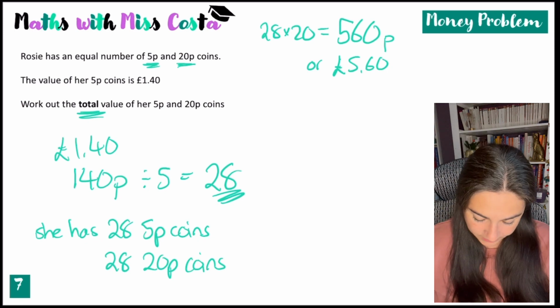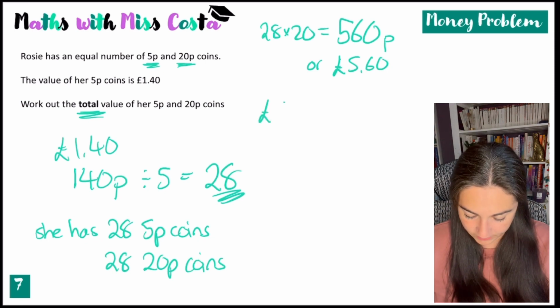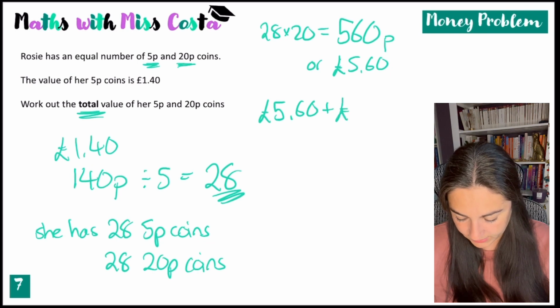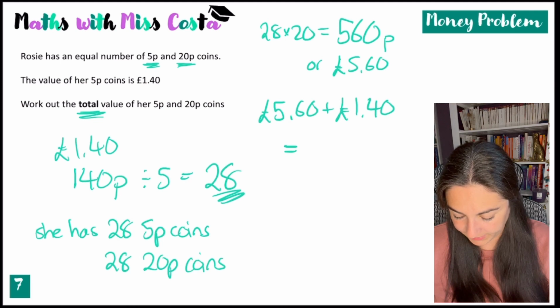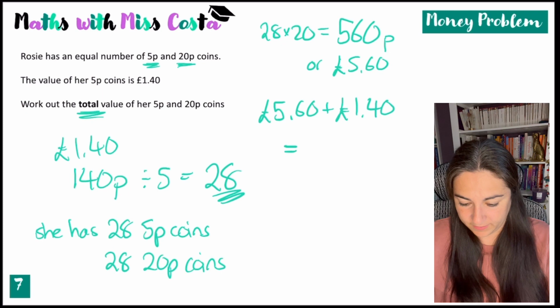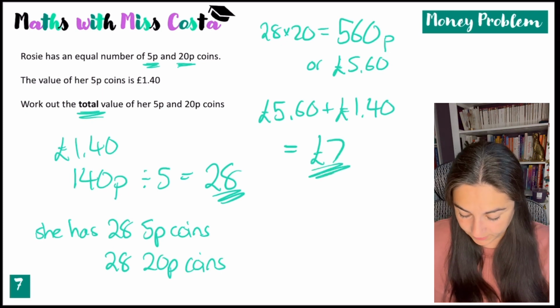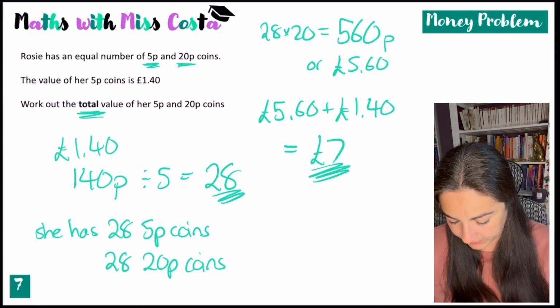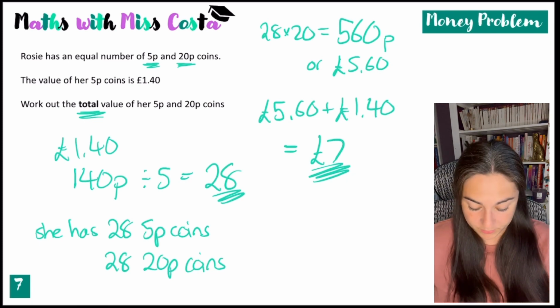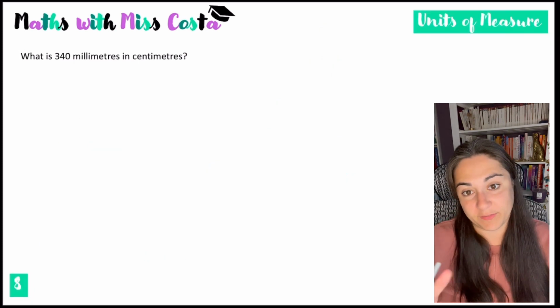And we want to work out the total value. So we know that her 5p coins are £1.40 and her 20p coins are £5.60. So that would give us 700p, which is £7. Okay, so you use the fact that you know that her 5p coins add up to £1.40 to figure out how many 5p coins she has.